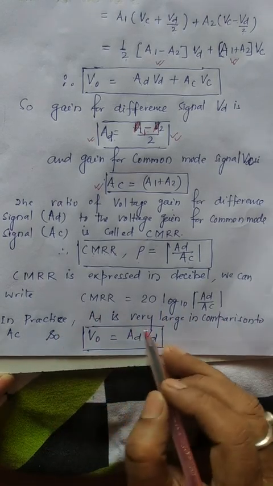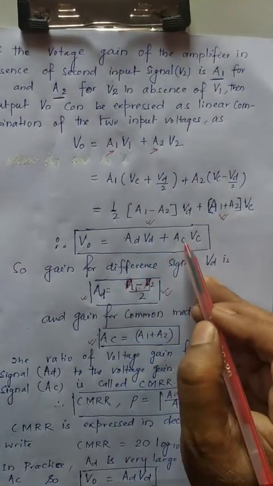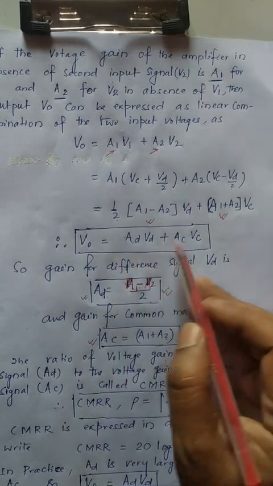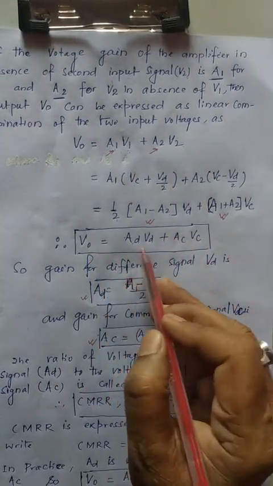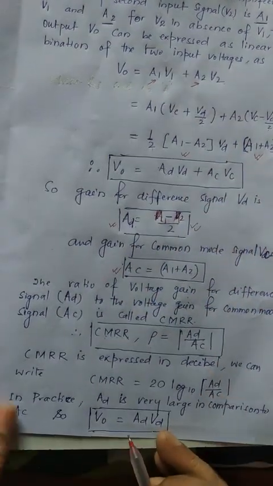In practice, AD is very large and AC is very small. So we leave this term. VO is equal to AD VD.